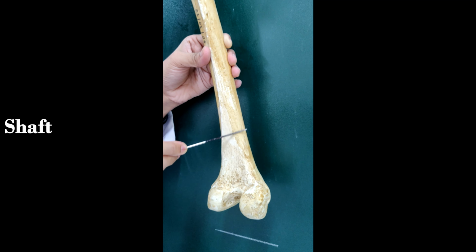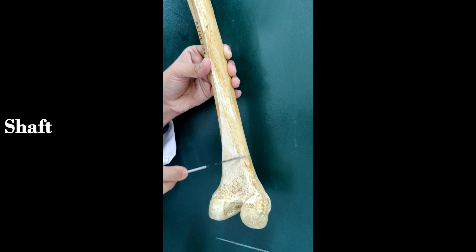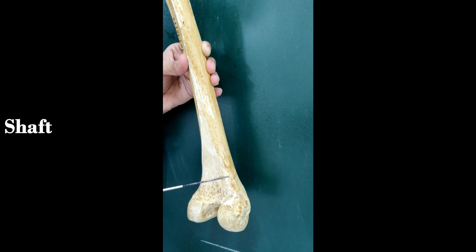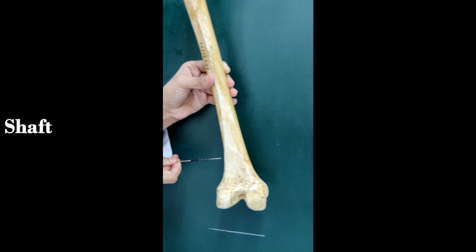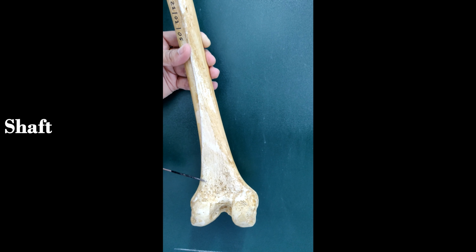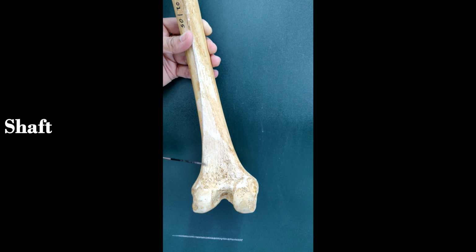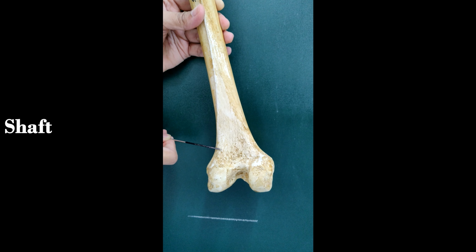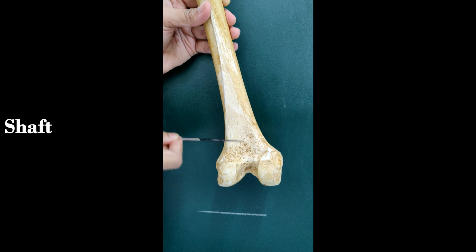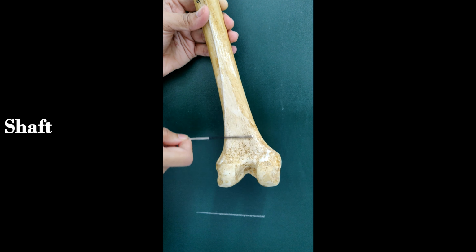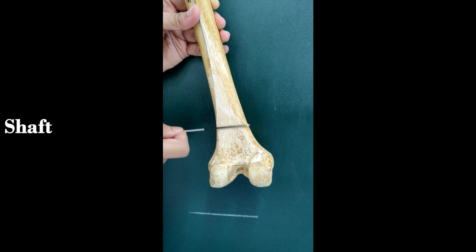The medial supracondylar line gives attachment to the medial intermuscular septum and adductor magnus. The lateral supracondylar line gives attachment to the lateral intermuscular septum, short head of biceps femoris and plantaris. Here we can see an additional surface called the popliteal surface.